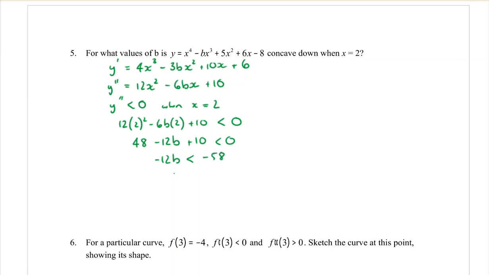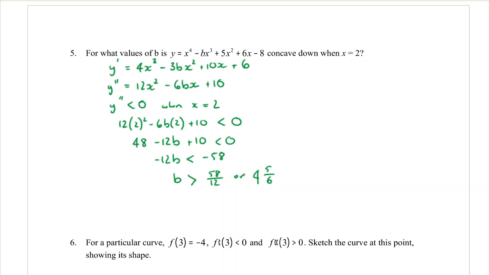And then if I divide by negative 12, it's an inequality, so turn the sign around, and it will be 58 over 12, or 4 and 5/6. You can simplify the 58 over 12, but I went to a mixed numeral.